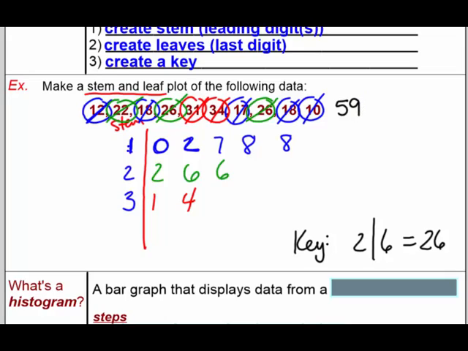This is considered an outlier. Outlier may be new terminology for you. An outlier is a number that doesn't quite fit in the set of data. It's really, really big compared to the rest of the data set, or really, really small. In this case, 59 is really large compared to the second biggest number in the data set, which is 34. If I wanted to throw 59 into my stem and leaf plot, I cannot skip numbers on the stem. So I would have to have the 4, but there would be no leaves there because there are no numbers in their 40s.